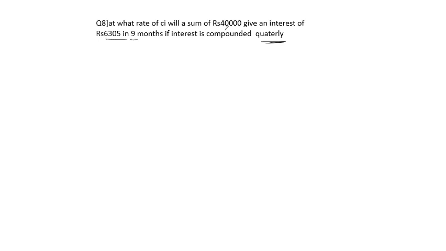Okay, in 12 months we have 4 quarters of 3 months each. So 9 months means it has 3 quarters basically. So principal, guys, is 40,000, amount is 46305. Now take the cube root because we have 3 quarters. It is analogous to thinking 3 years, as we have done in the previous questions. Just here it is quarterly, nothing else.